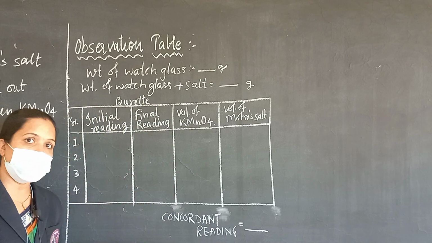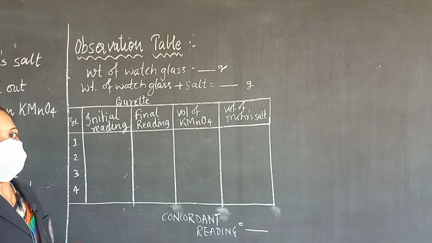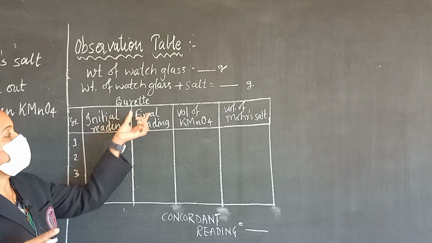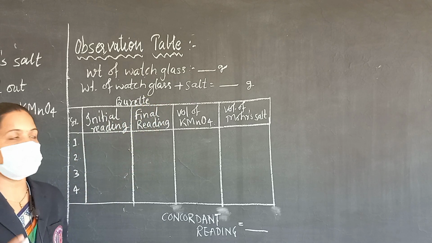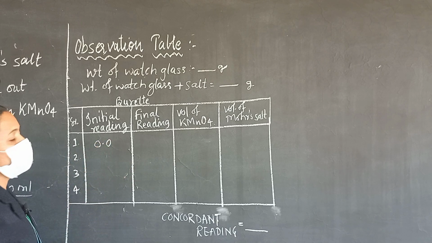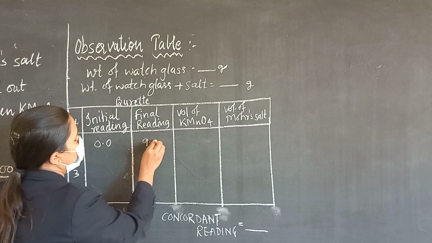Then, as you have seen how to take the weight of the watch glass, that weight you will write in grams. After that, the weight of watch glass plus the weight of salt was 4.9 gram. Do the addition and write it down there. So as we did the experiment, we got some readings, the first reading.